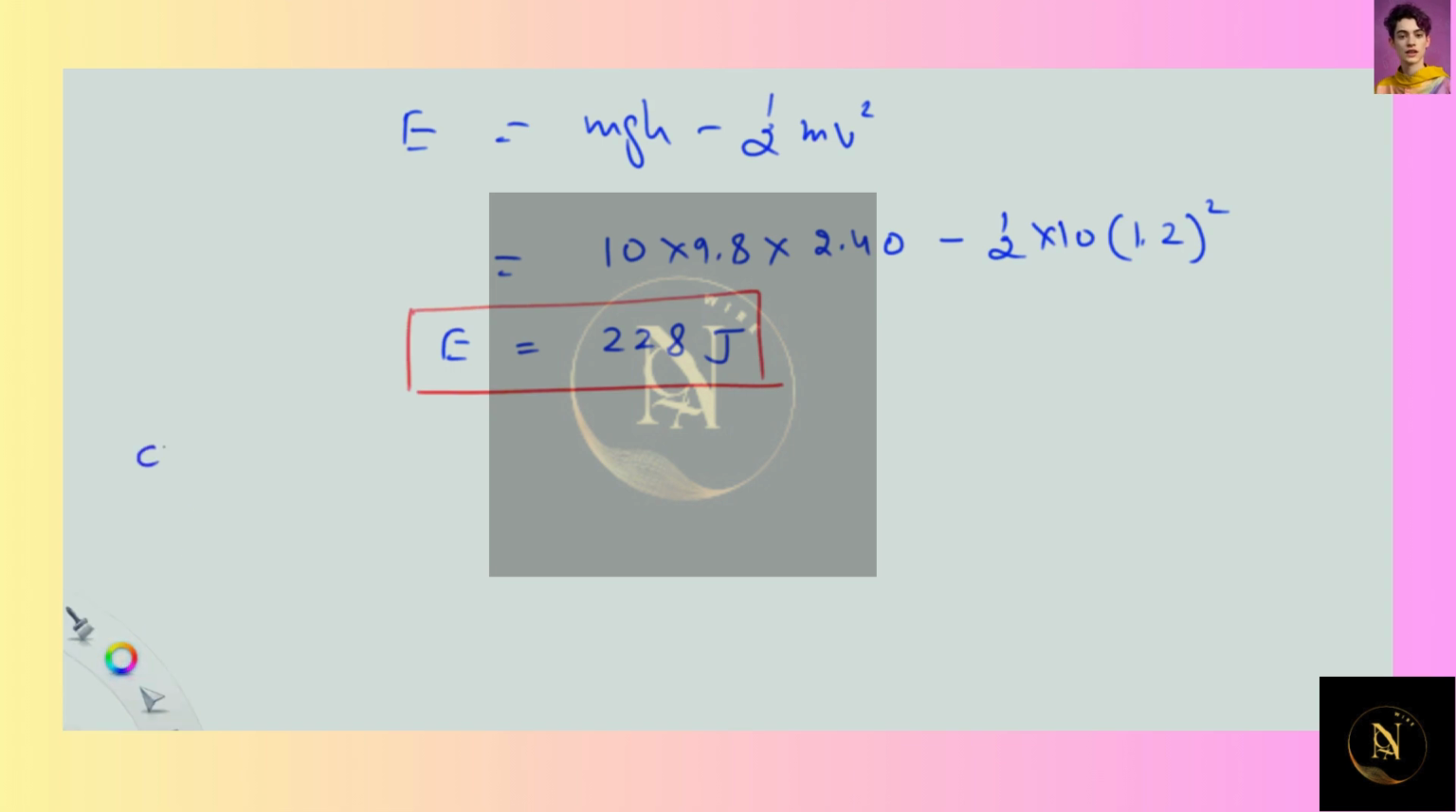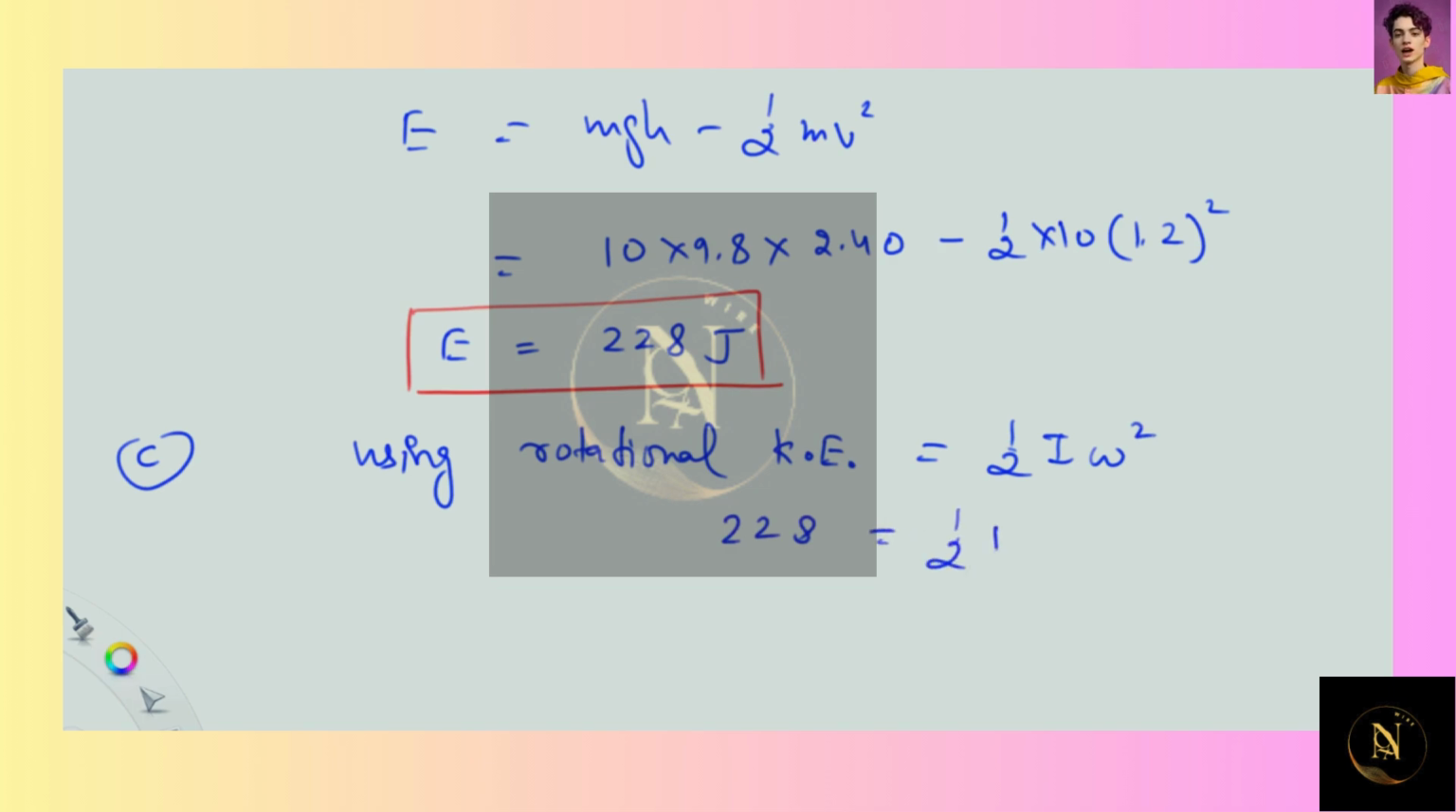Finally, in the third part of the problem we have to find the moment of inertia of the wheel, for which we use an expression for the rotational kinetic energy, that is given as half I into omega square. Means this is 228 is equal to half I, rotational inertia which we have to find, into square of omega which was 3 radian per second.